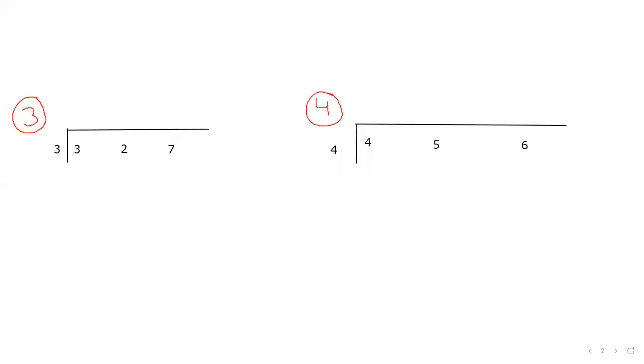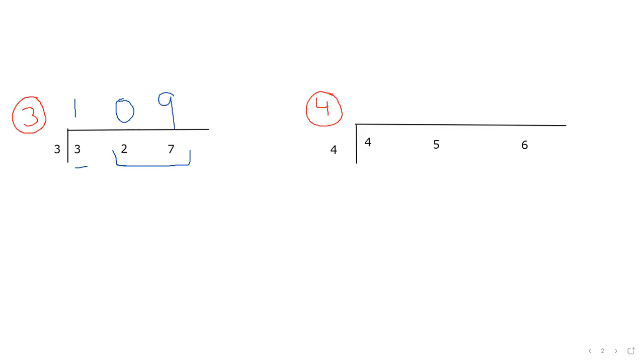All right, so for number 3, pretty similar to number 2. 3 goes into 3 one time. 3 cannot go into the number 2, so we're going to put a 0. But now I'm going to combine the 2 and the 7. That means 3 goes into 27 9 times. Got it? All right, now number 4.